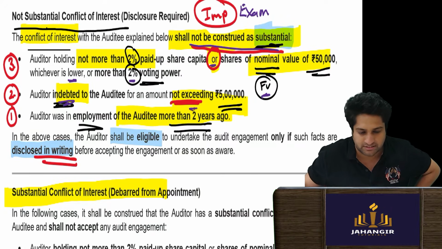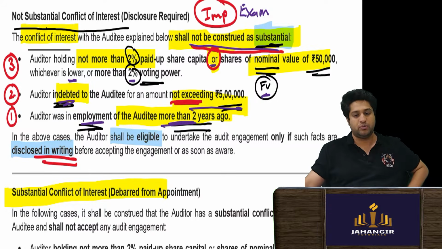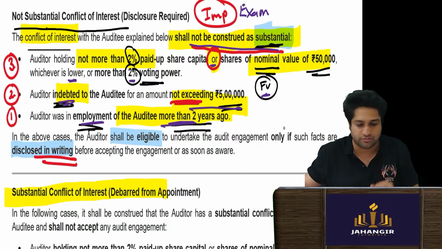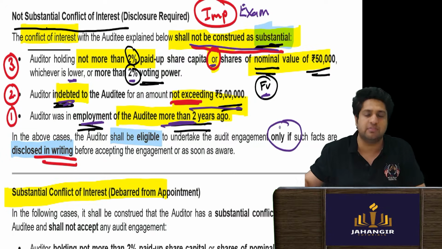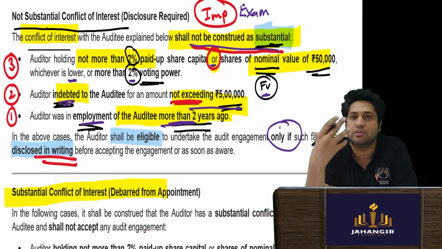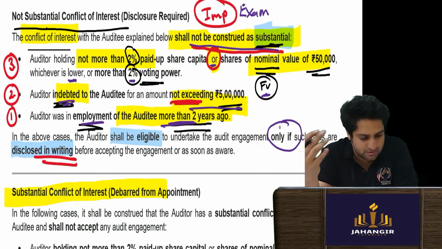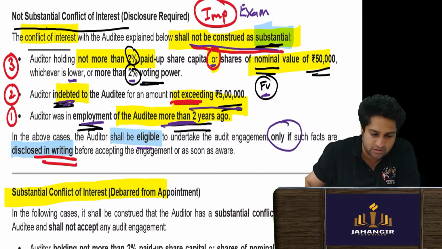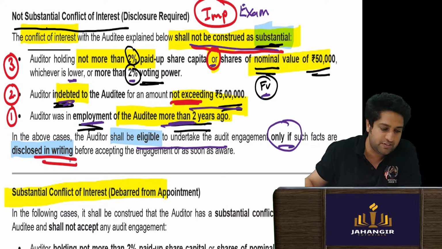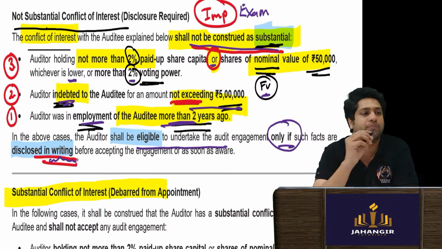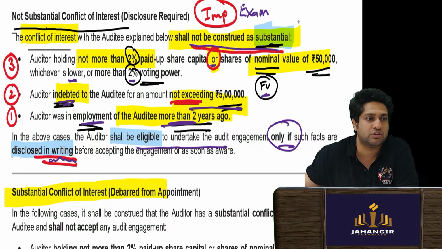to the company exceeding 5 lakh rupees and I was not in employment for more than 2 years. If all of these conditions are fulfilled, only then can it be said that I am not in conflict. If any of the cases arise, he shall be eligible to take the audit only if he makes a disclosure in writing. So for this, even if it is within limits, disclosure is required.